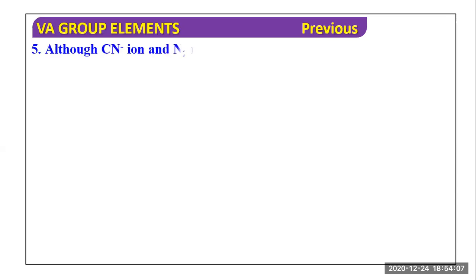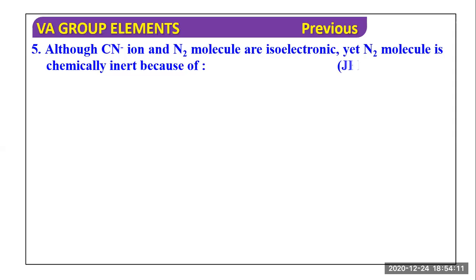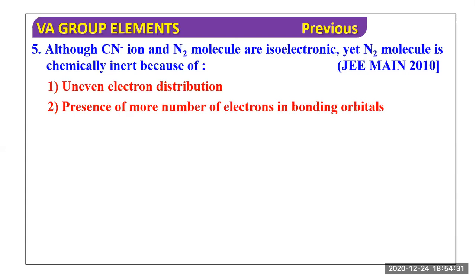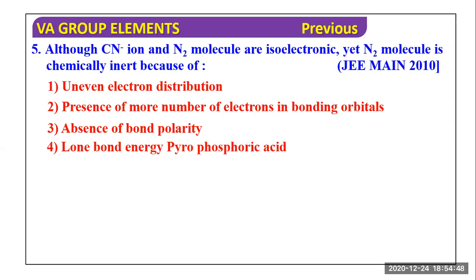Although cyanide ion and nitrogen molecule are isoelectronic, yet nitrogen molecule is chemically inert because of: first one, uneven electron distribution; second one, presence of more number of electrons in bonding orbitals; option 3, absence of bond polarity; option 4, low bond energy. Which one is the correct answer?